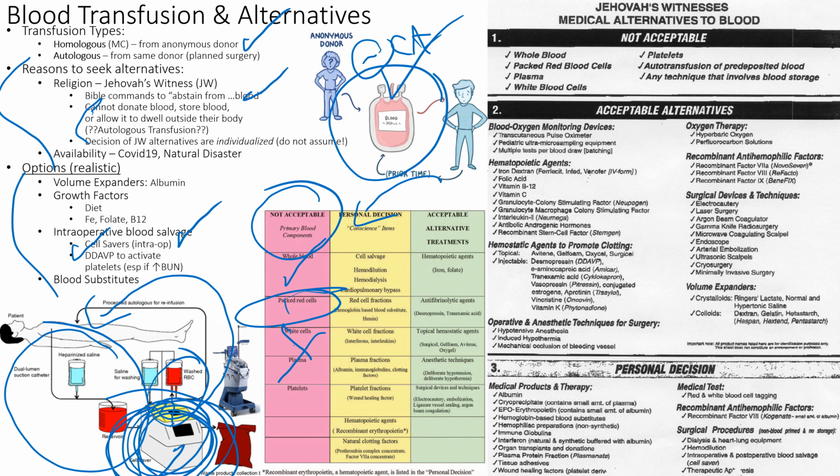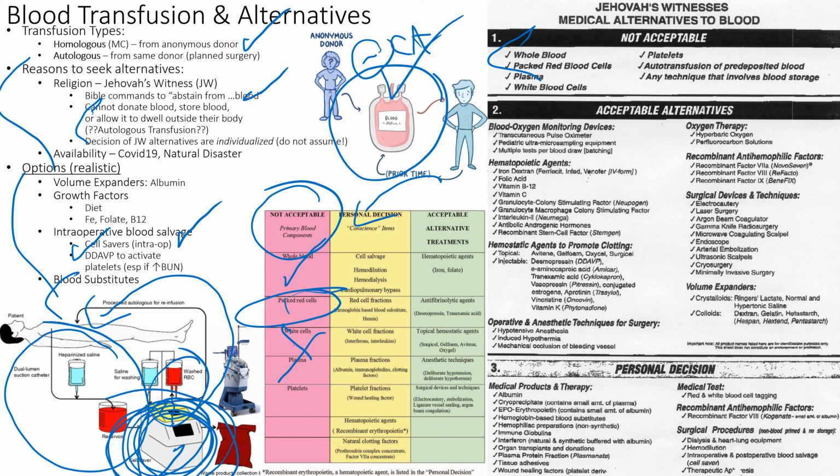We have DDAVP. Remember, it's under witness protection. DDAVP is also known as ADH, vasopressin, and D-arginine. It has all kinds of different names, but DDAVP also has another job. It stimulates your platelets to function well, right? It's like a little cheerleader, okay? And then we have blood substitutes. There are other substitutes out there, but they usually have allergic reactions that aren't that great, okay?